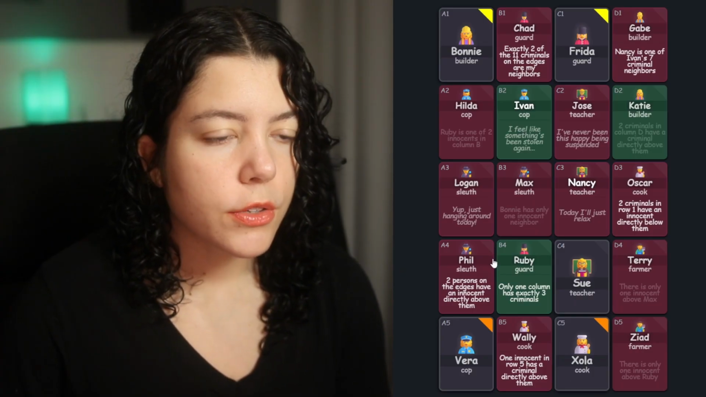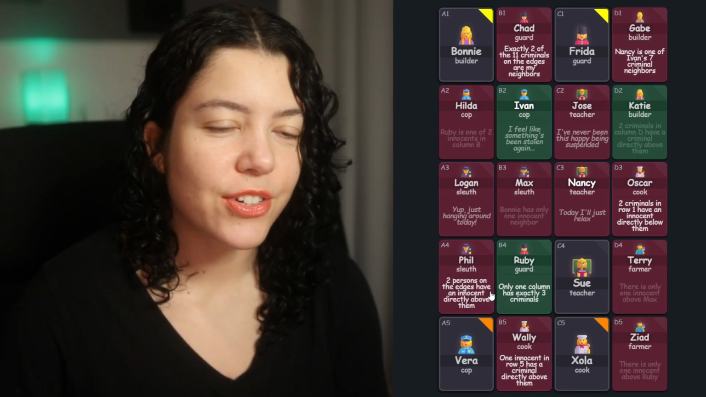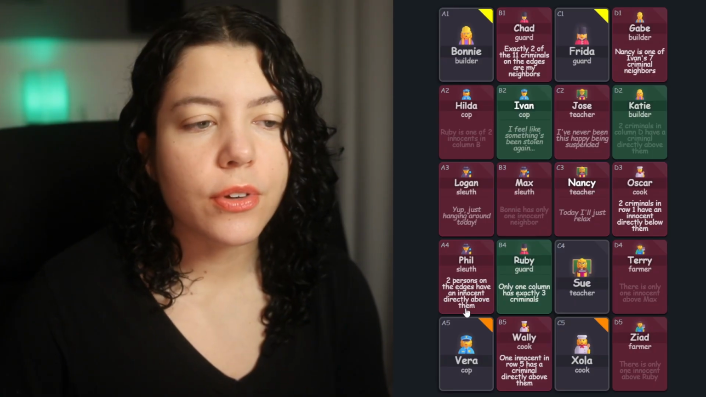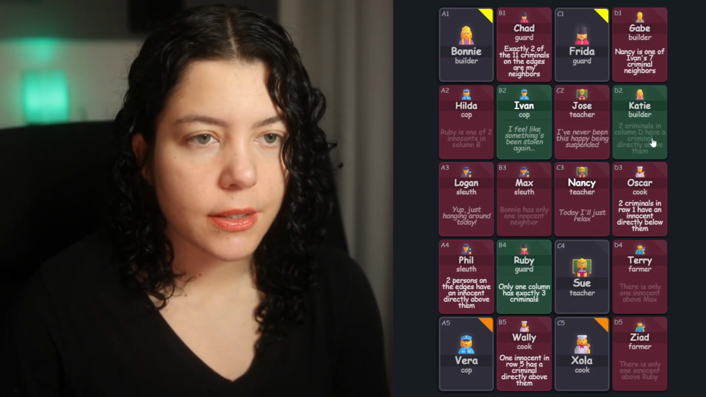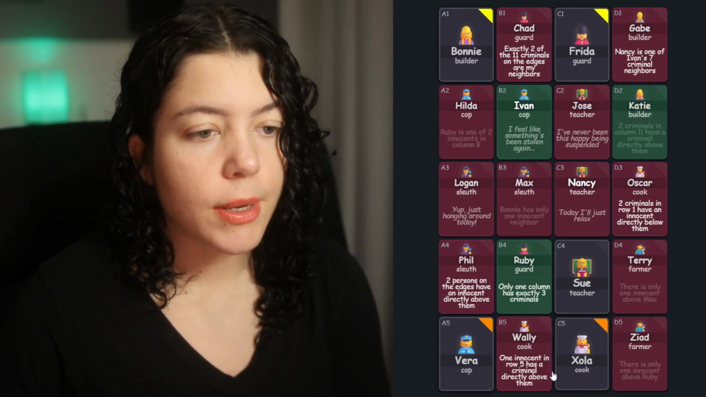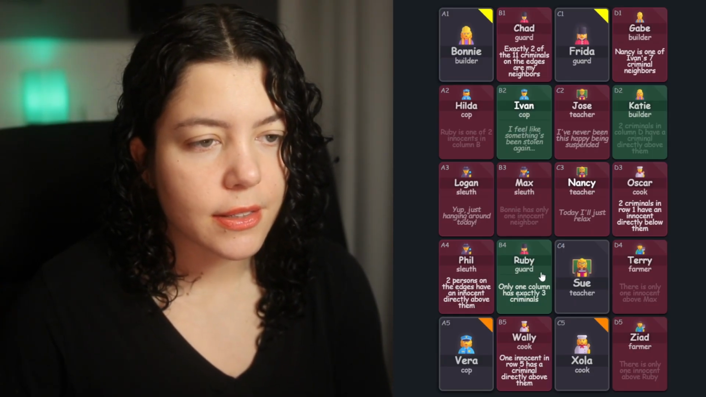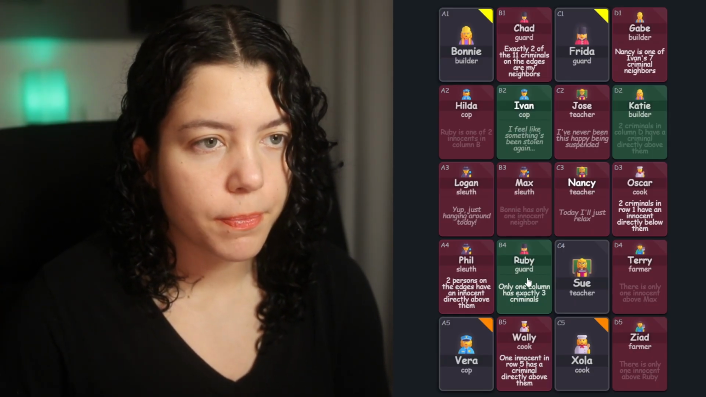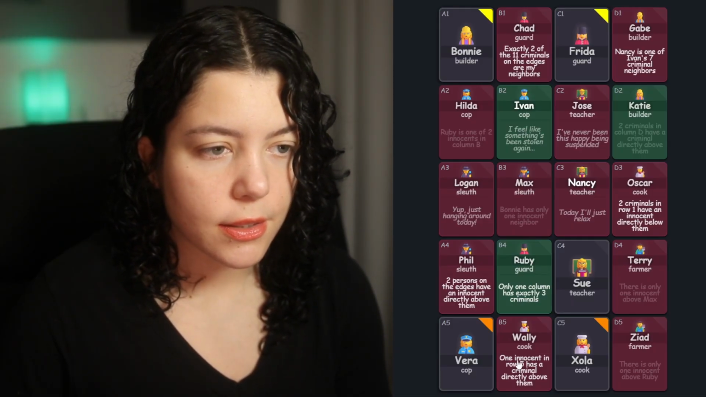If she's above a criminal, actually. Yeah. So Phil says that two people on the edges have an innocent directly above them. Okay, so now it gets hard because I might forget about people who are on the edge. People on the edges who have innocents above them. We have Oscar, who has Katie as an innocent above them. We're going to have a second one here who is either Vera or Zola, and we have Wally. Wally is on the edge and he has an innocent above him, Ruby. Even though the innocent above him is not on the edge, he is.